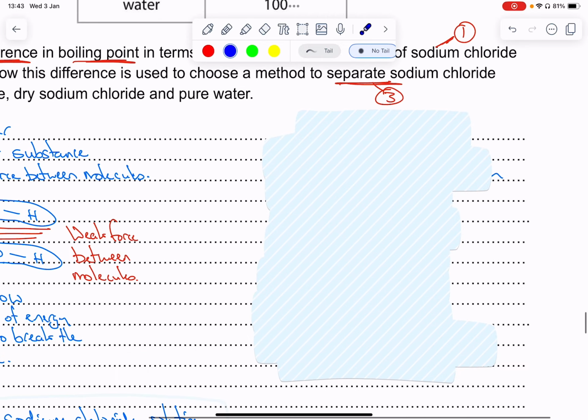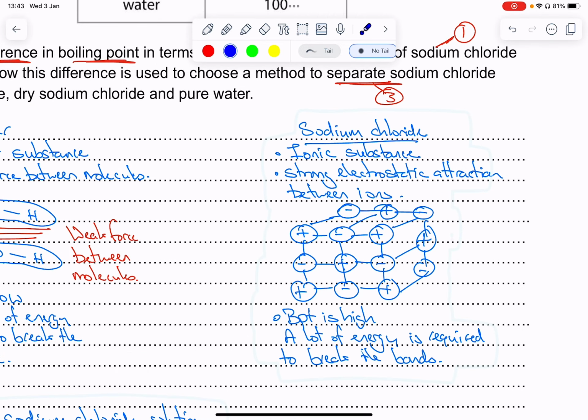Compare that with sodium chloride. So over here is sodium chloride. Sodium chloride is ionic, and because it's ionic, it has strong electrostatic attraction between the ions. Again, here's my little picture showing my ionic lattice with the positive, negative ions and the force of attraction, the bond between them. I would then say that the boiling point is high, and that's because a lot of energy is required to break the bonds, to rip those ions apart. So I've done my two structures.